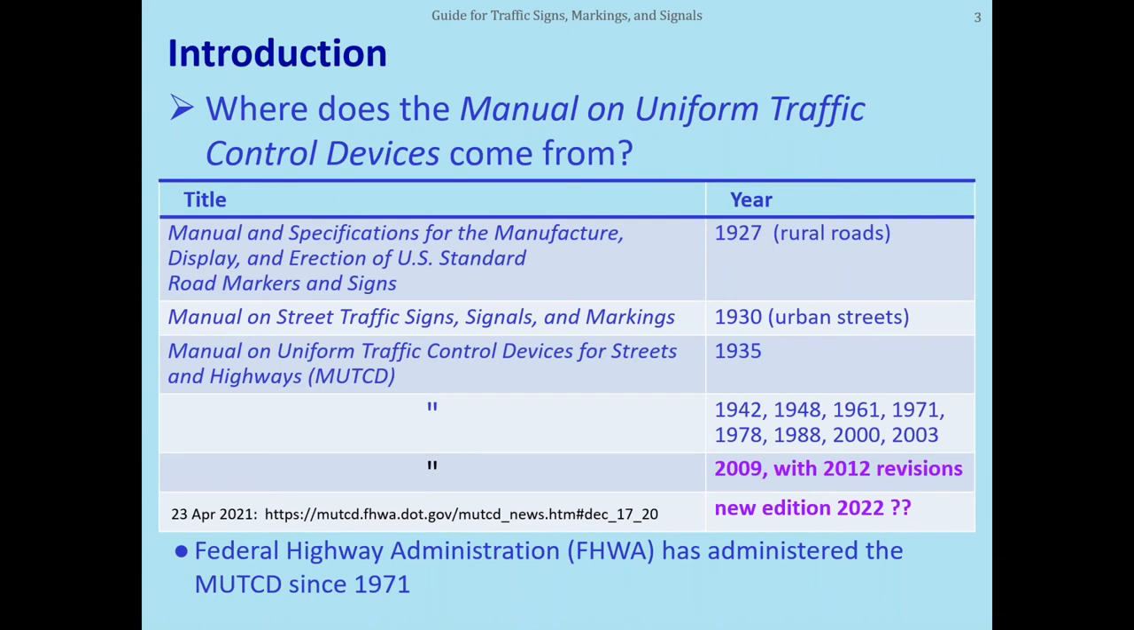How did we get this manual? From this table, you see that beginning in 1927, there have been a series of additions. It has evolved over the decades to currently we are under the 2009 manual as revised in 2012. However, during this year, the federal government has been proceeding through the process of taking input, writing proposed passages to develop a new manual, so we can guess that we would get a new manual in 2022. A branch of the federal government has been responsible for the MUTCD since 1971.